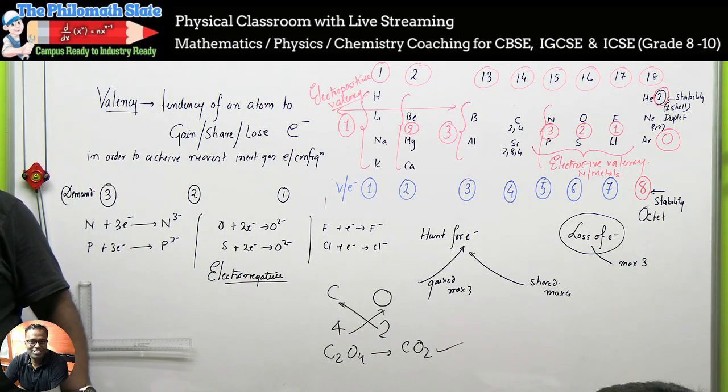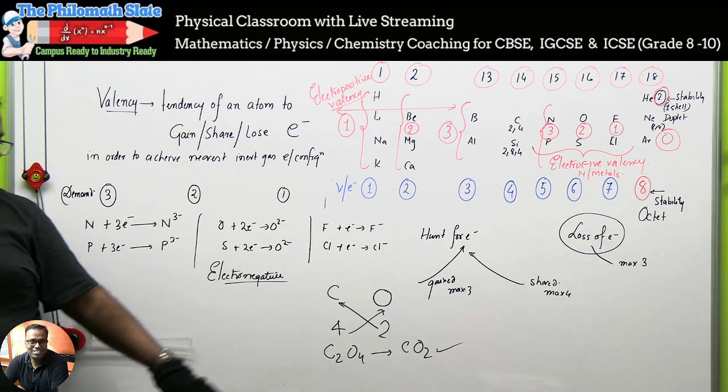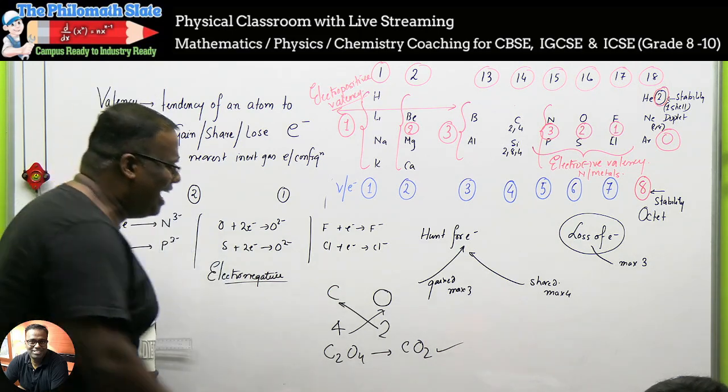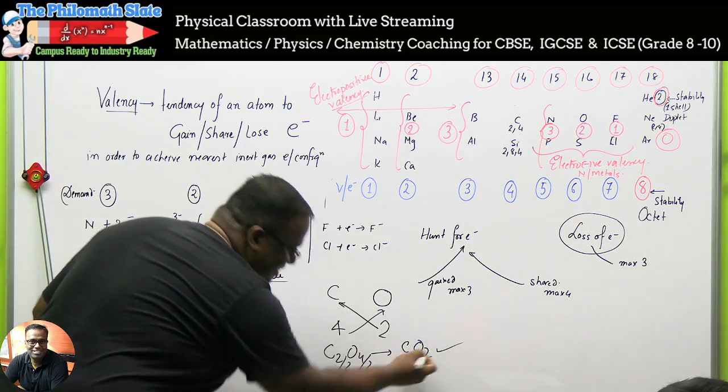मजा आया? So wait, how did C2O4 become? C2O4 क्यों लिखेंगे भाई? Nearest, shortest, smallest ratio. Okay. Divide by 2, CO2.